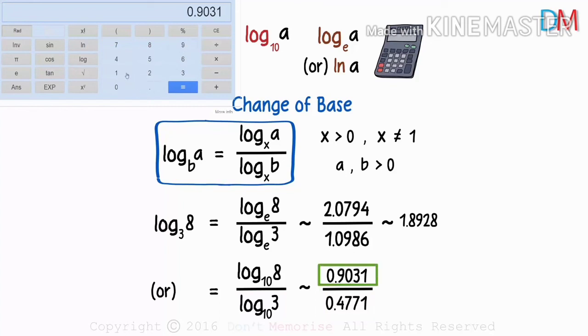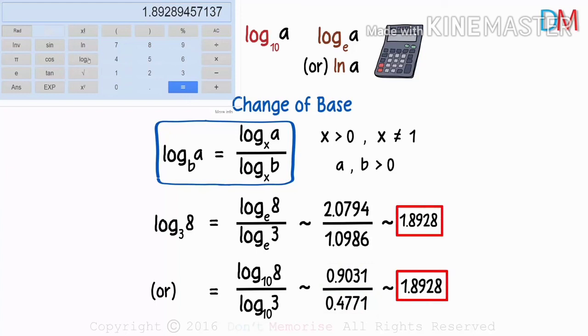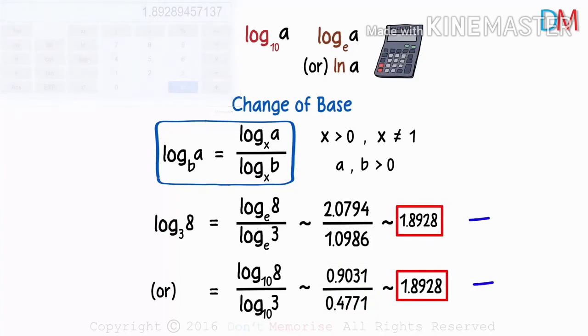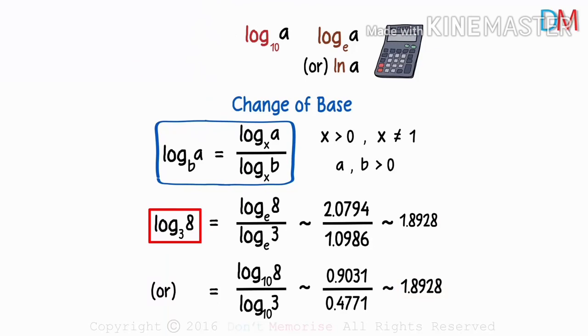What do you think this value should be equal to? 0.9031 divided by 0.4771 gives us this, 1.8928 approximately. It's the same value and it has to be the same value. The log of 8 to the base 3 has just one value. And it's this, doesn't matter how we calculate it. That was the change of base formula.